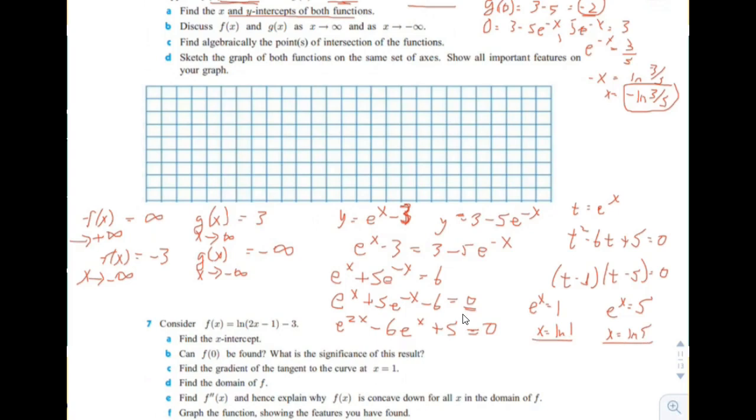Since we want the points of intersection, we need to find out what the y's are that correspond to that, so we could plug it into either equation.